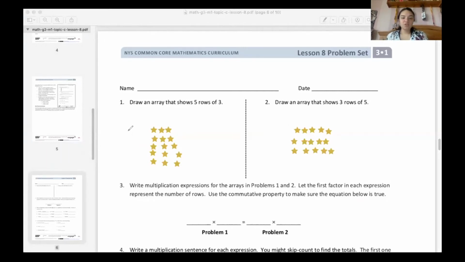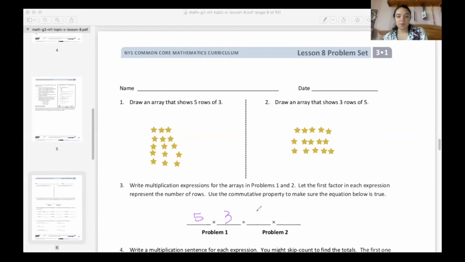So write a multiplication sentence for the arrays in problem 1 and 2. List the first factor in each expression to represent the number of rows. So that means the first number in our multiplication sentence is going to be how many rows we have. So in problem 1, we have 5 rows, so that's going to be the first number, and there are 3 in each row. Use the commutative property to make sure the equation is true.